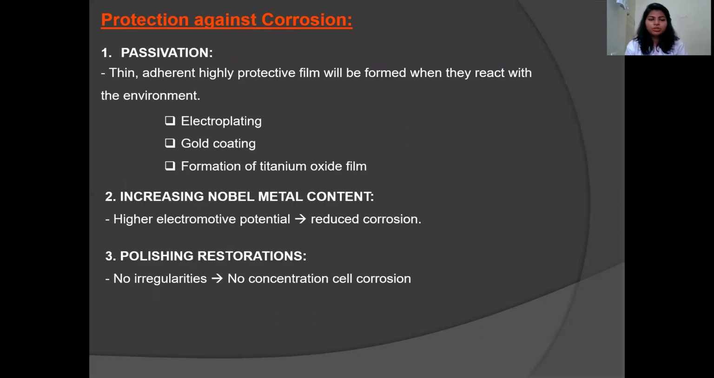Protection against corrosion. There is passivation: a thin, adherent, highly protective film is formed when they react with the environment. Examples are electroplating, gold coating, and formation of titanium oxide films. Increase noble metal content: the higher the electromotive potential, the greater the reduction in the corrosion process. Polishing restorations leaves no irregularities, so there is no concentration cell corrosion.